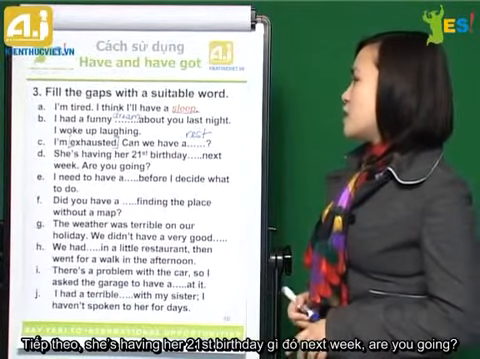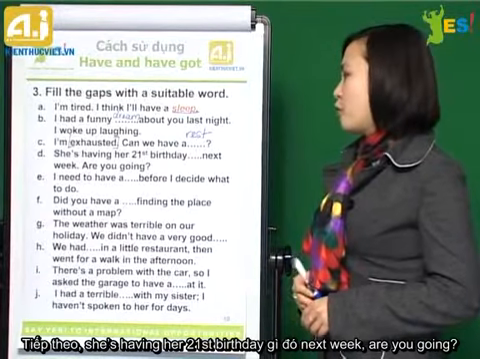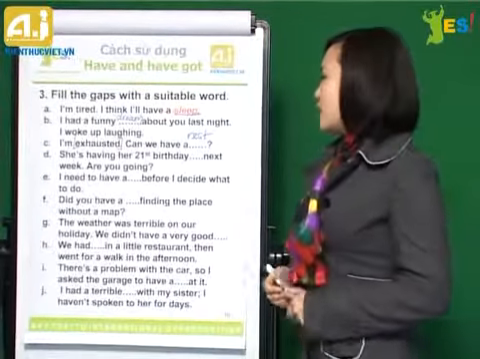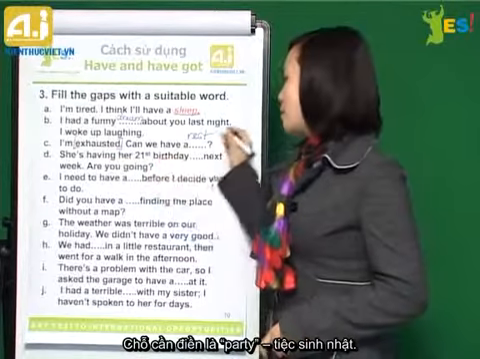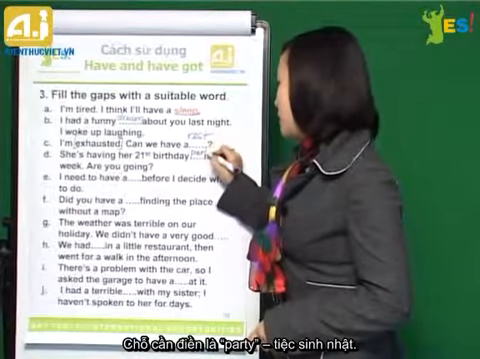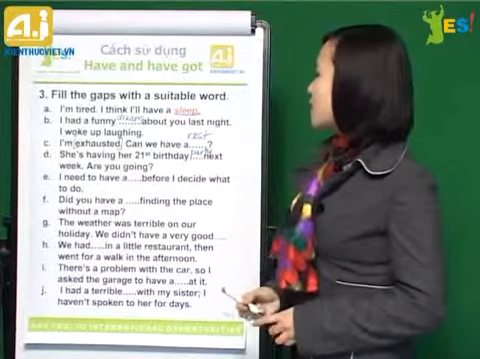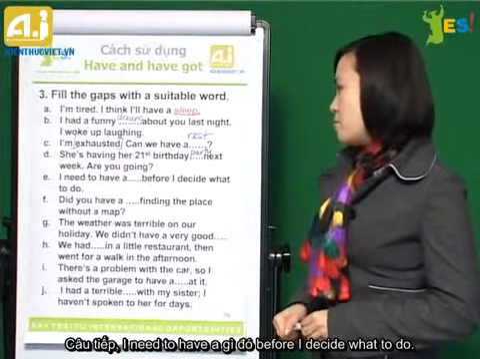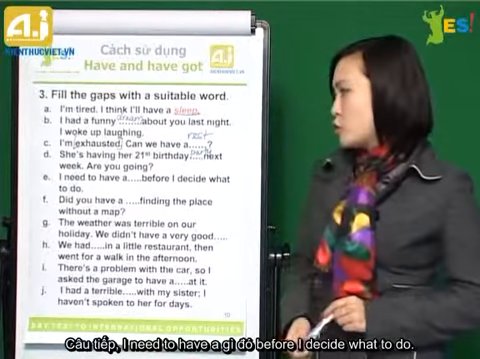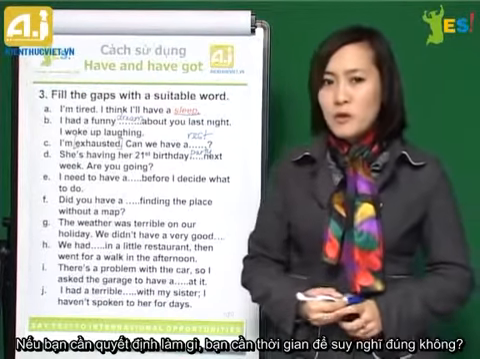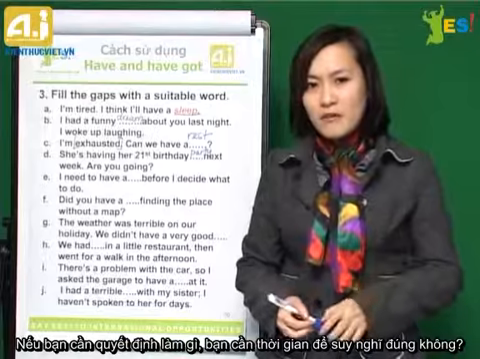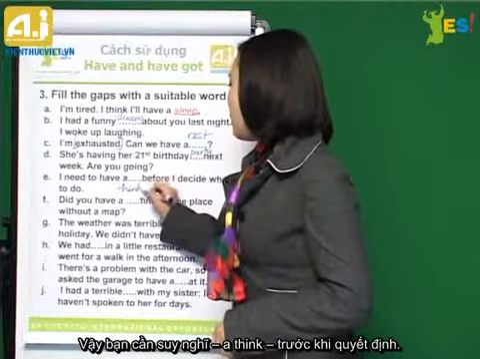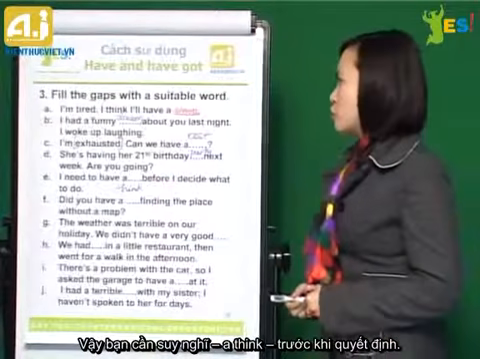Next one. She's having her 21st birthday next week. Are you going? It's going to be a birthday party. And next one. I need to have a something before I decide what to do. If you want to decide what to do, you need some time to think, right? So, I need to have a think before I decide what to do.